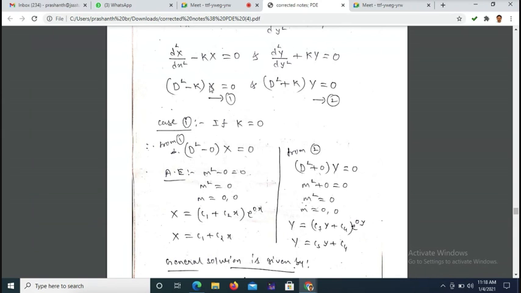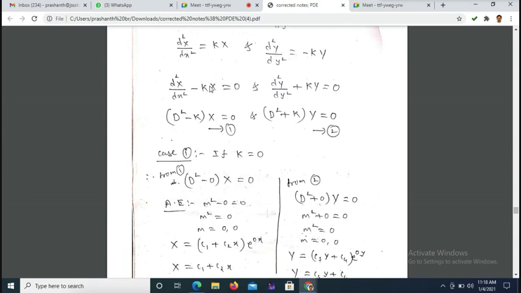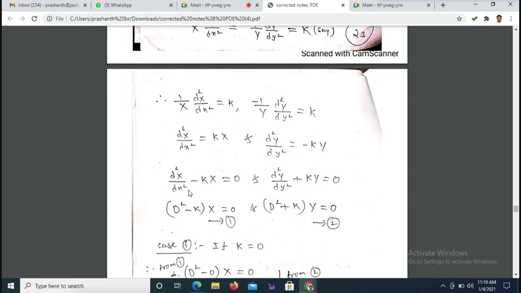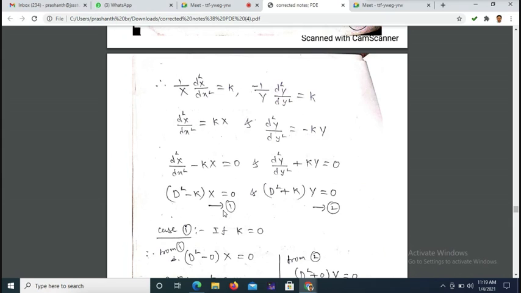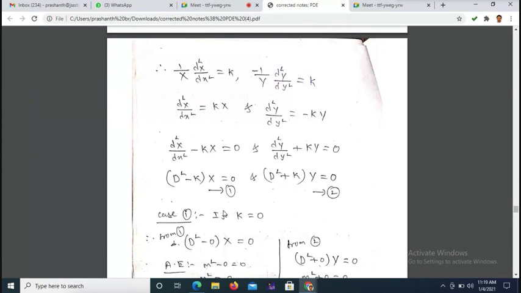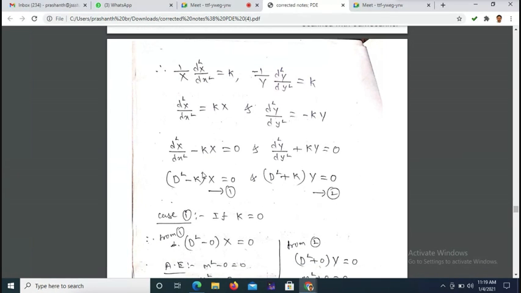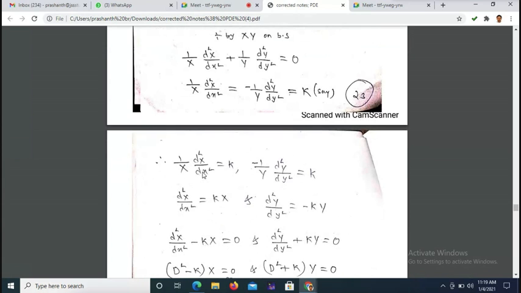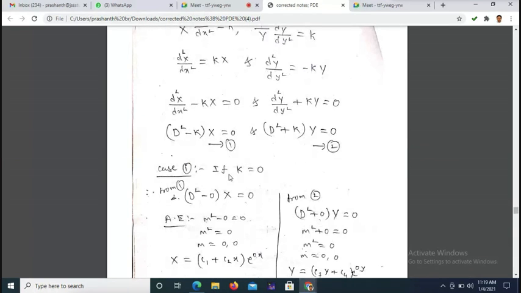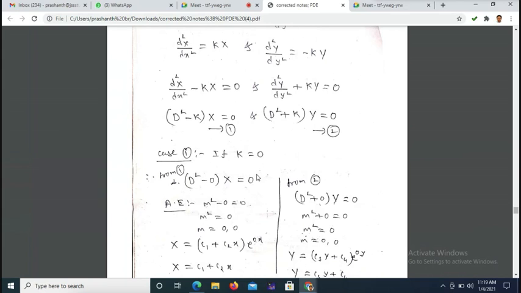See, already you know this. This is a differential equation, and the D operator method you have already done. What is the value of k? K is a constant, right? So let me take the k value as 0, the constant value 0, and then consider the positive and negative values. So if you put k equals 0, this is a differential equation, and we solve it by applying the D operator method.